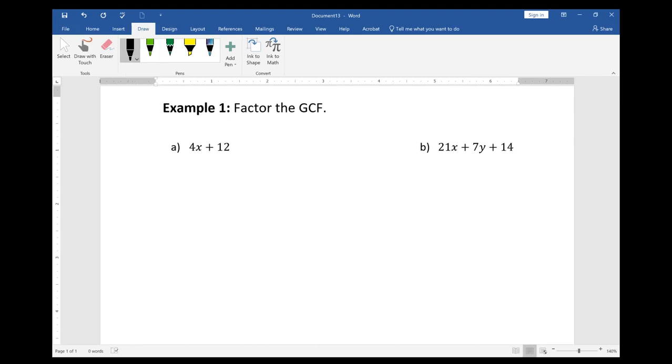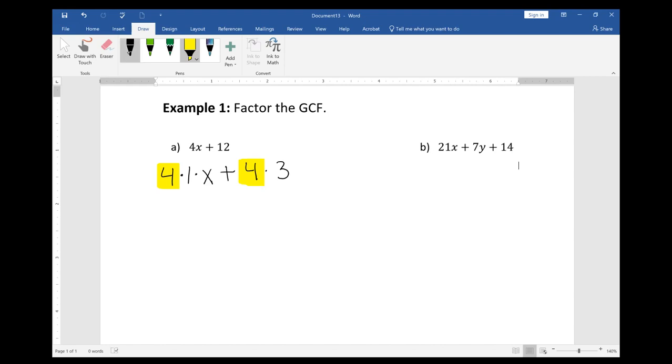Now 4x, if we factor it out, we could factor it out as 4 times 1 times x. Keep in mind, factoring is just taking something and writing it as a product. Let's go with the number 12. How can we factor 12? As 4 times 3. So now if we look at all these factors, we see one in common, and that will be the number 4. This is what we will be factoring out.